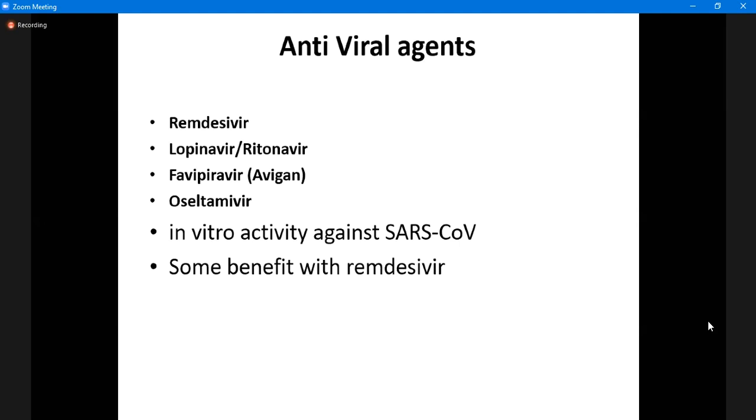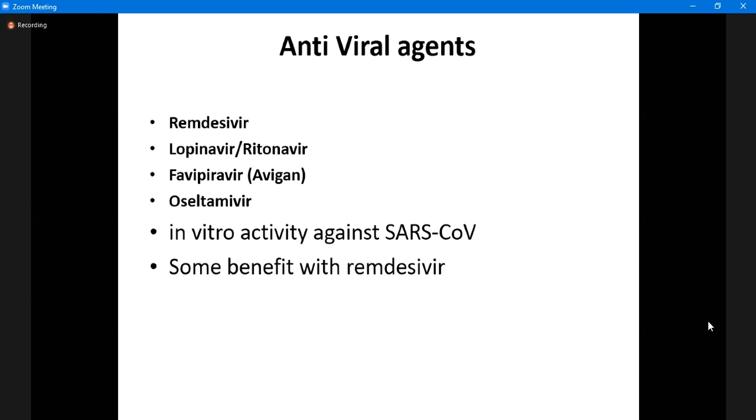Then your famous Avigan, one of the flu drugs available in Japan, which is called favipiravir, has also been tried for COVID-19, but unfortunately, there is no evidence found at all. Oseltamivir is one of the anti-flu agents available in Sri Lanka, but again, none of the studies have shown any beneficial effects. So out of the antiviral agents, remdesivir and lopinavir and ritonavir are the agents which had shown some benefit, but the others have no benefits at all, and in general, those agents are not used against COVID-19.